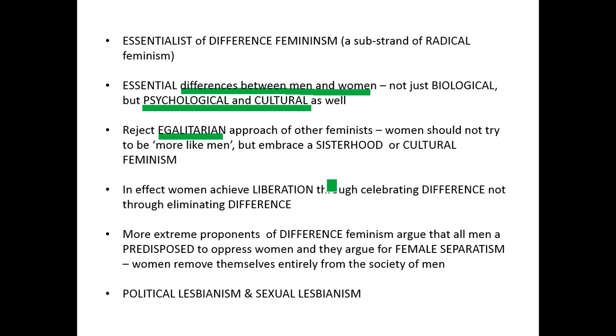They argue that women should not try to be more like men, but should simply embrace a sisterhood or a cultural feminism. In effect, women achieve liberation through celebrating their differences, not through eliminating difference as other strands seek to do. The more extreme proponents of difference feminism argue that all men are predisposed to oppress women, and they argue for female separatism, that women should remove themselves entirely from the society of men. This is expressed in the terms political lesbianism, but also sexual lesbianism as well.